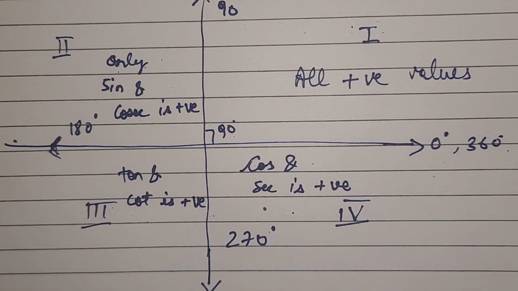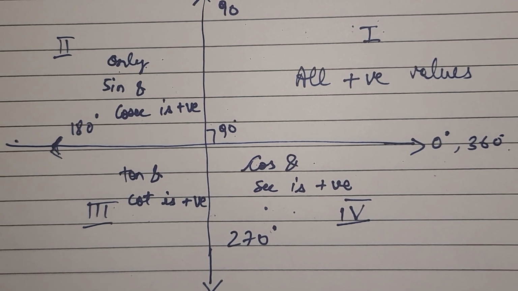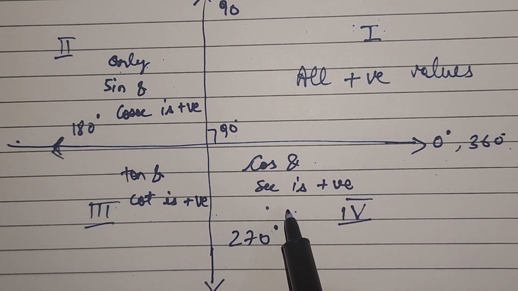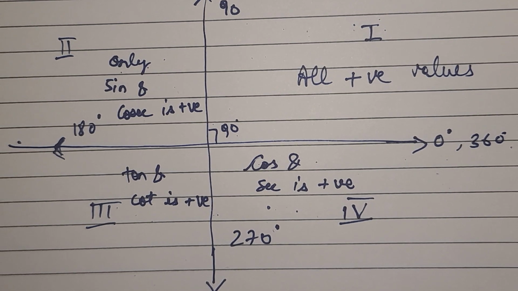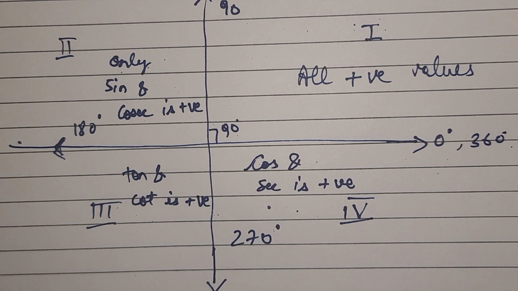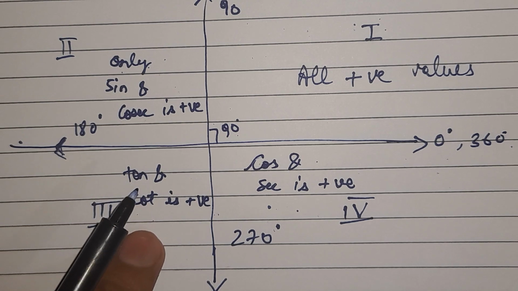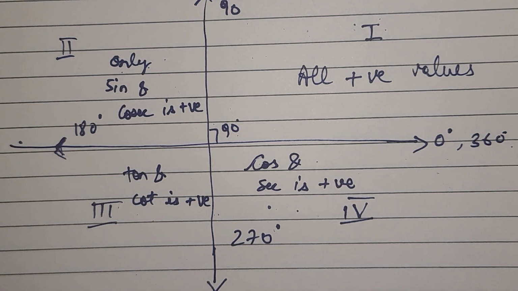So if I ask you whether cos 280 is positive or negative, then it will be positive, because cos 280 lies in the fourth quadrant, and in the fourth quadrant the value of cos is positive. And if I ask you whether tan 230 is positive or not, then your answer will be yes, it is positive, because tan 230 lies in the third quadrant, and in the third quadrant the values of tan and cot are positive, and all others are negative.